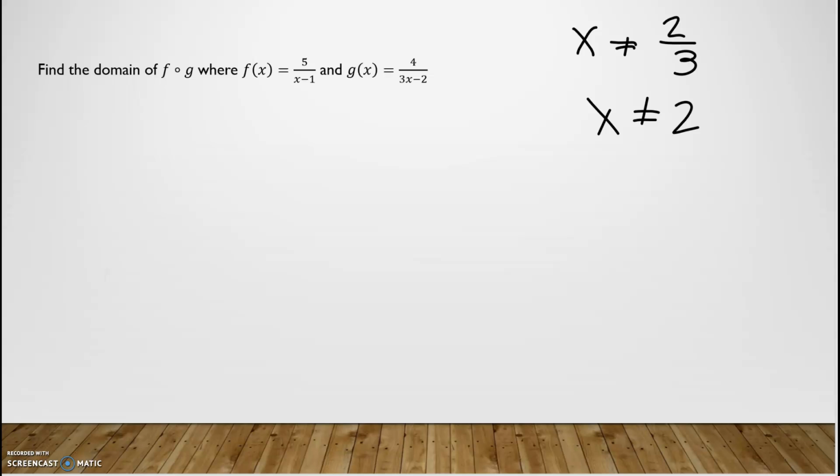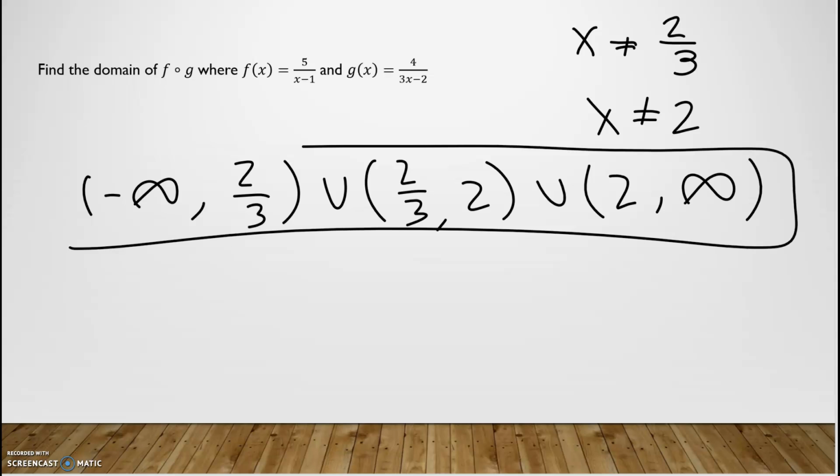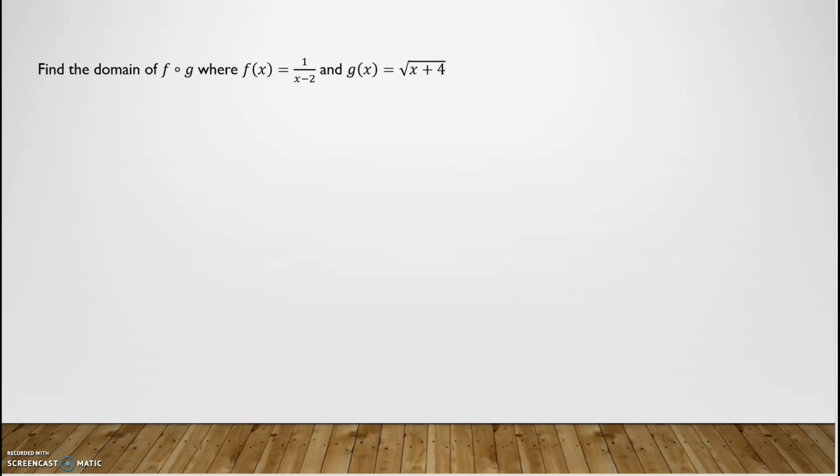Now you could also write it in interval notation: negative infinity up to 2/3, union with 2/3 up to 2, union with 2 up to infinity. So both of these are saying x can be any number that it wants to be except for 2/3 and 2. Now let's look at this one right here. So f of g, we're plugging this function into this one right here. So I need to find the domain of g.